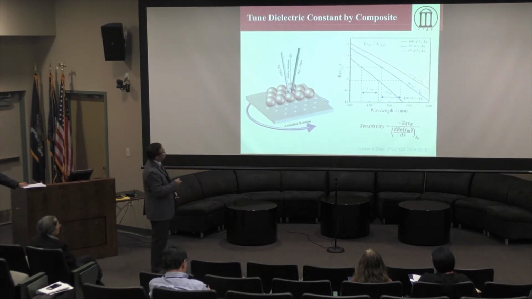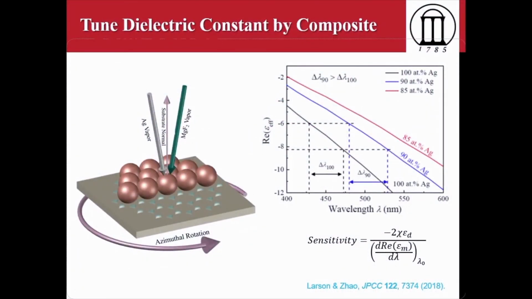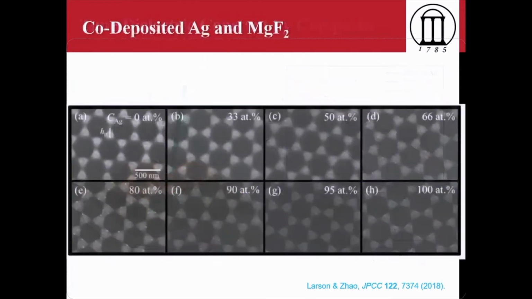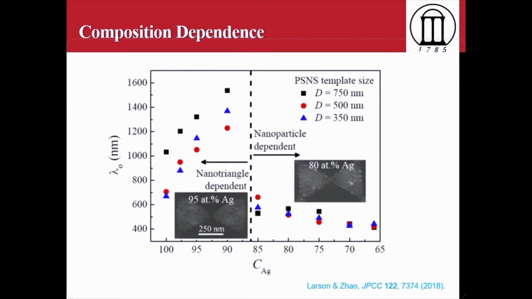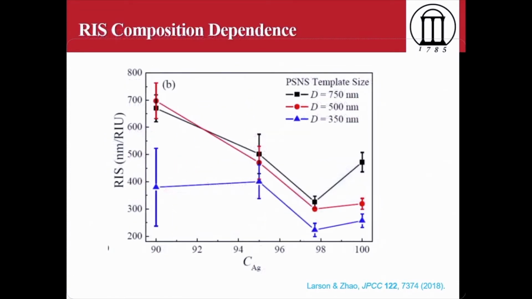So if we do the co-deposition of silver and magnesium fluoride, where magnesium fluoride is a dielectric material and silver is a plasmonic material, we can actively tune their composition while we still get the same size of triangle structures over here. Obviously, they have different LSPR, and we do show that at 90%, they have doubled the sensitivity compared to pure silver structures like that.